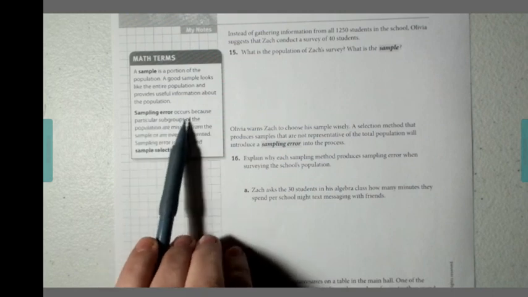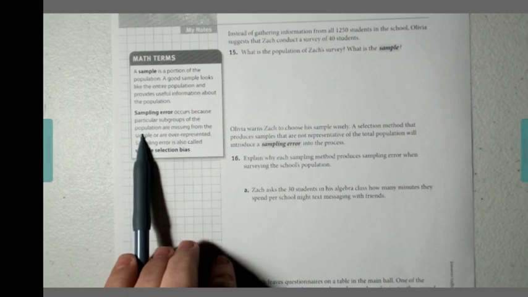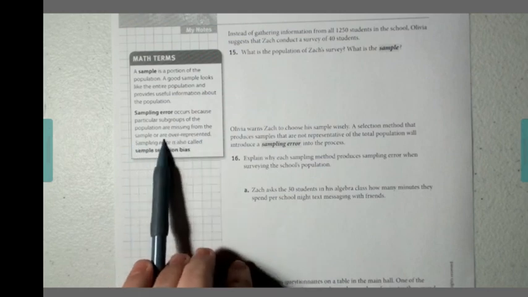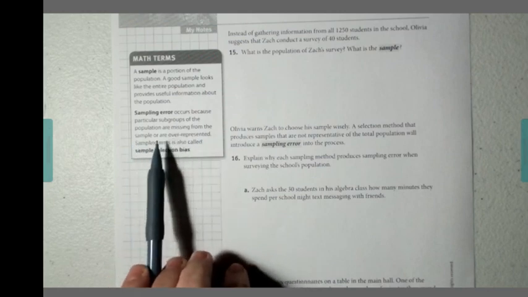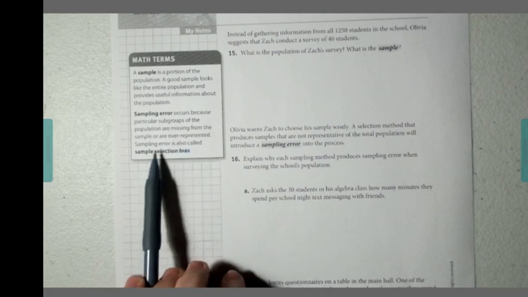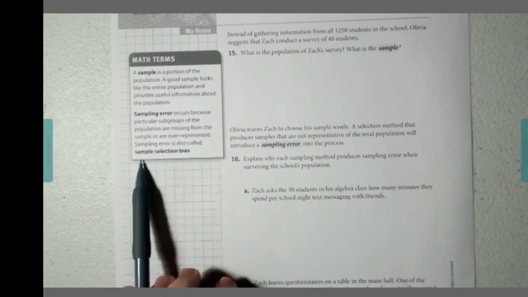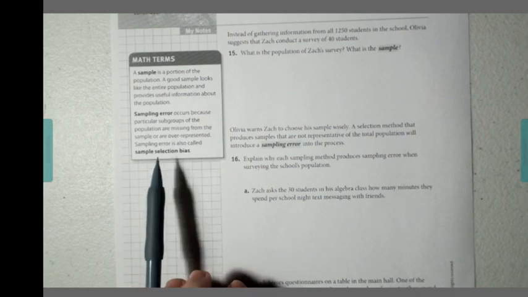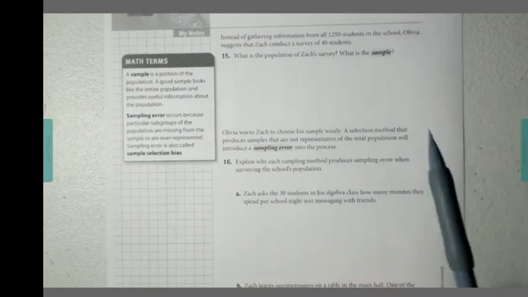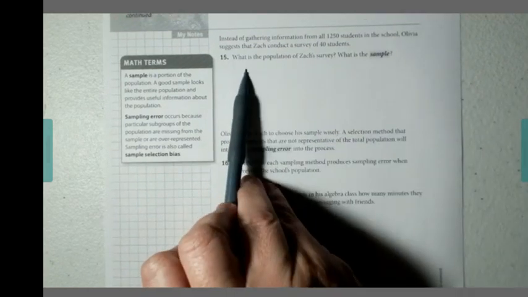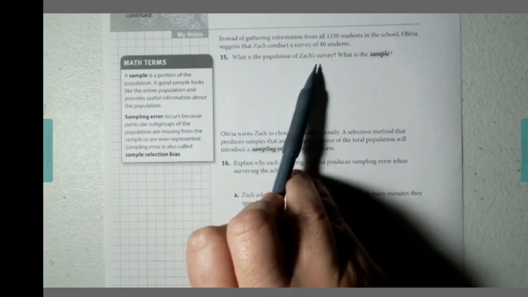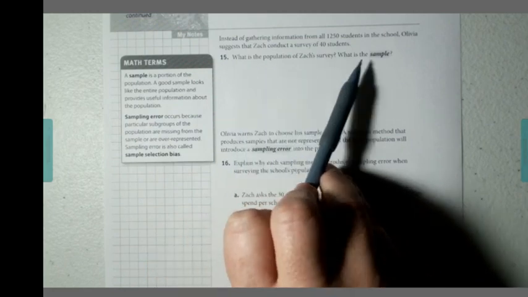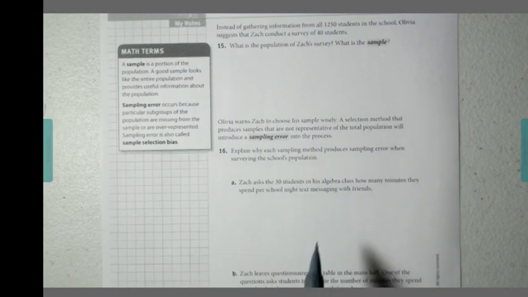Sampling error occurs because particular subgroups of the population are missing from the sample or are overrepresented. Sampling error is called sample selection bias. Question 15 says, what is the population of Zach's survey and what is the sample?